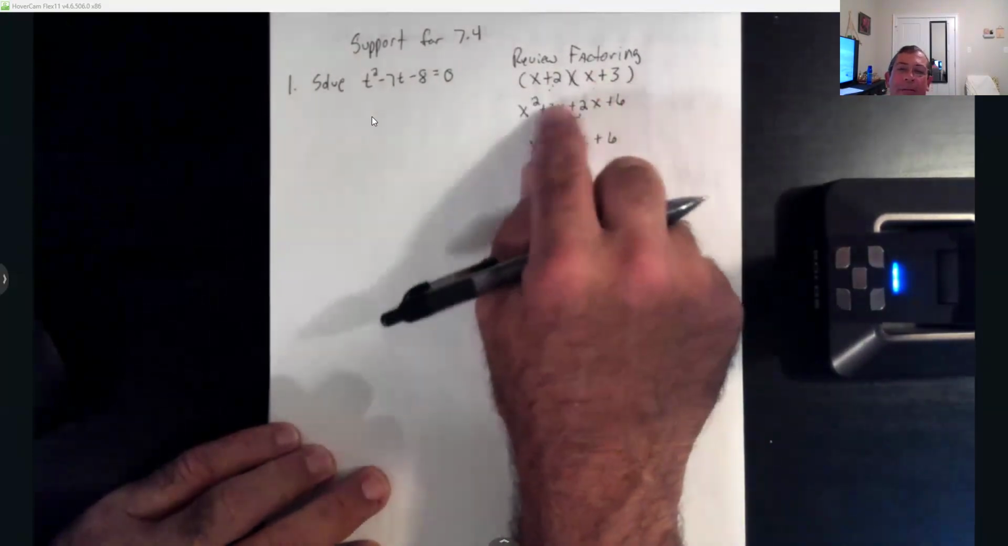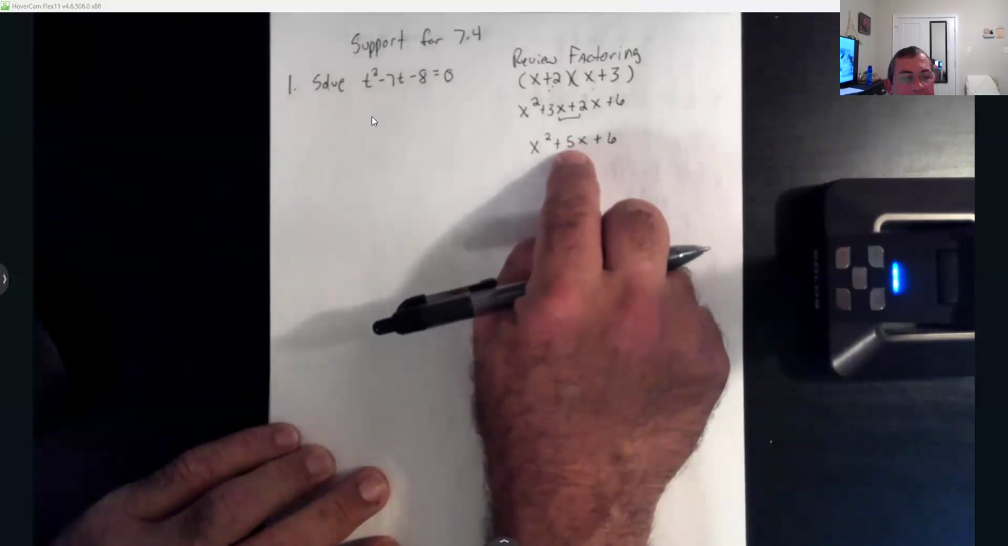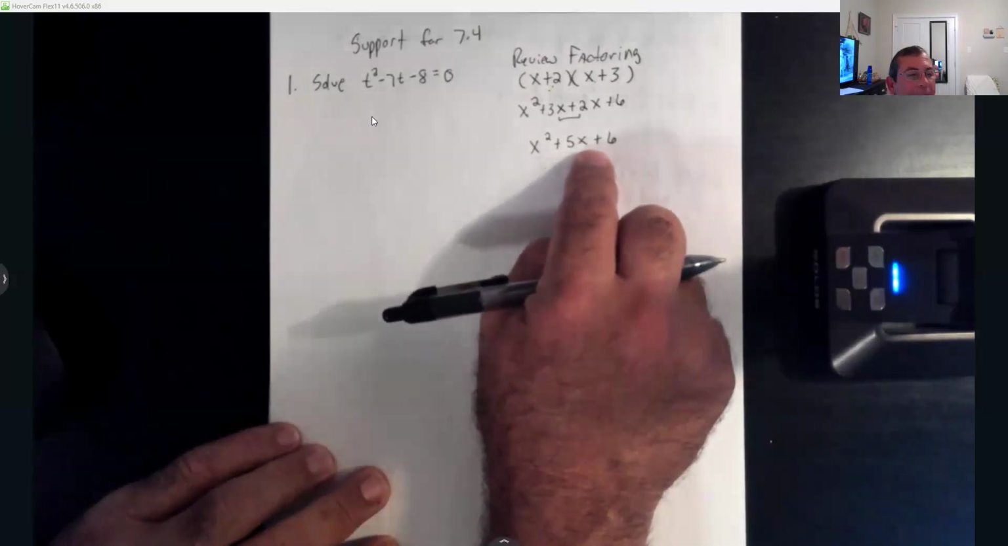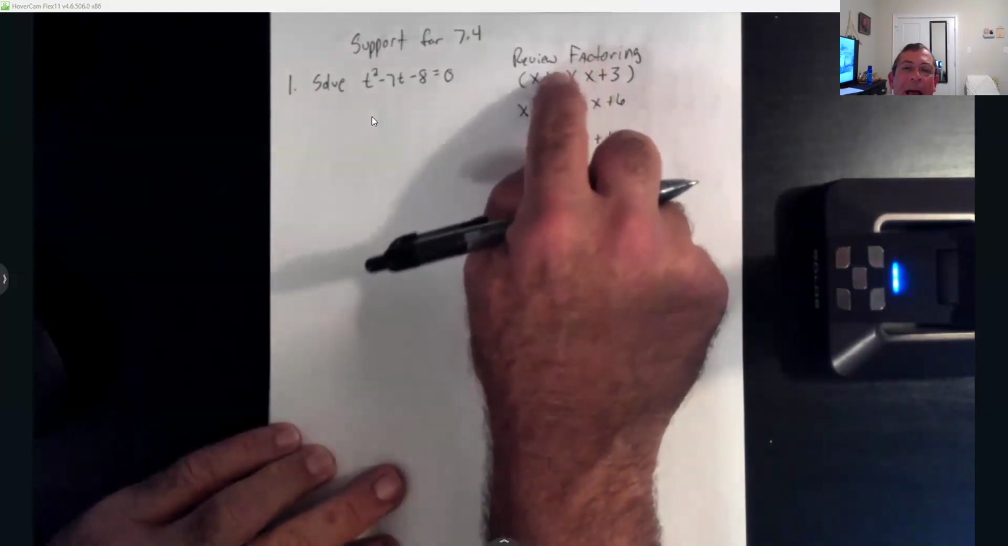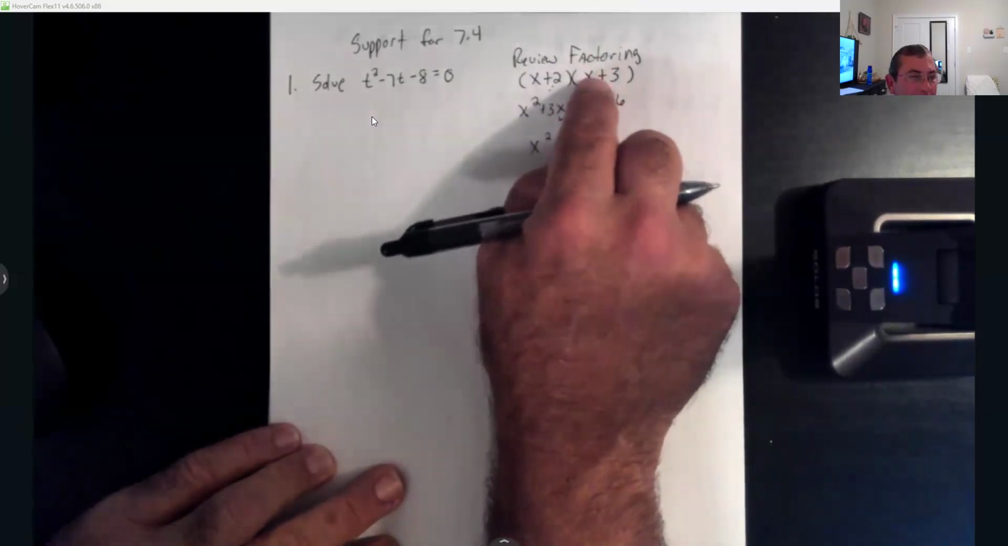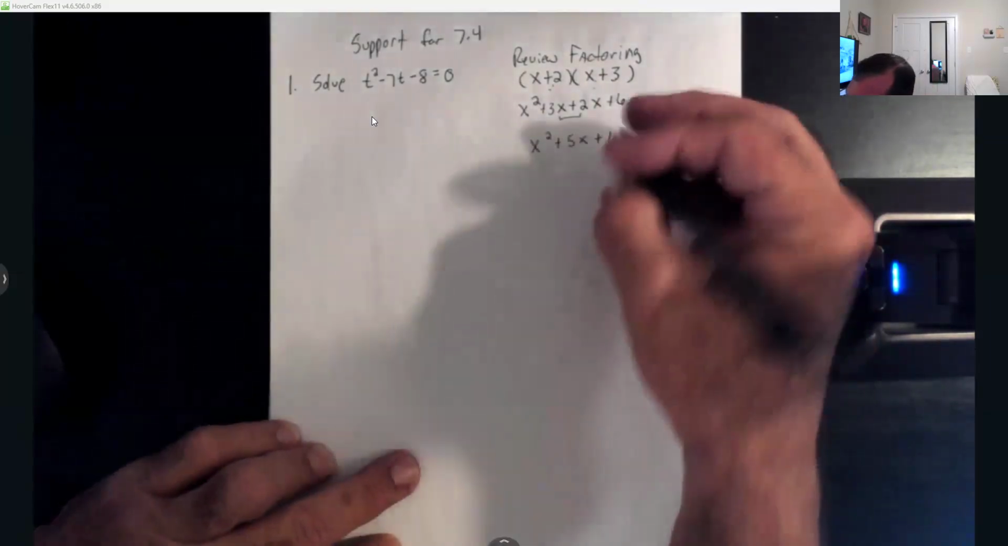We foiled this stuff. Well, y'all, factoring is starting with this x squared plus 5x plus 6. Factoring starts with this, and you try to get back to the foiling look. Okay? So factoring undoes foiling.